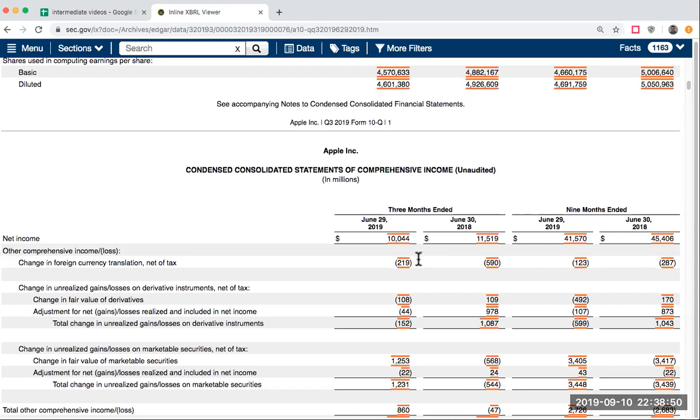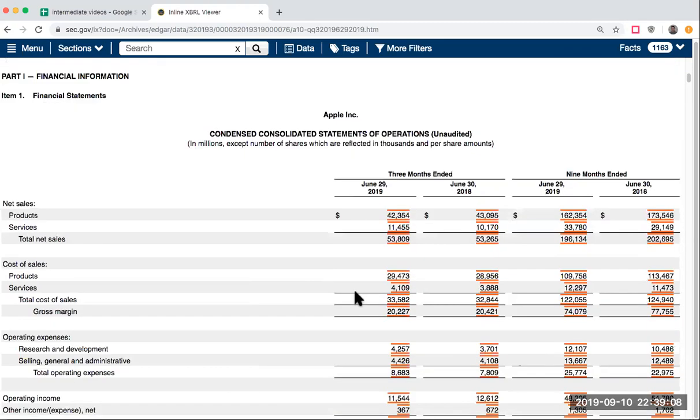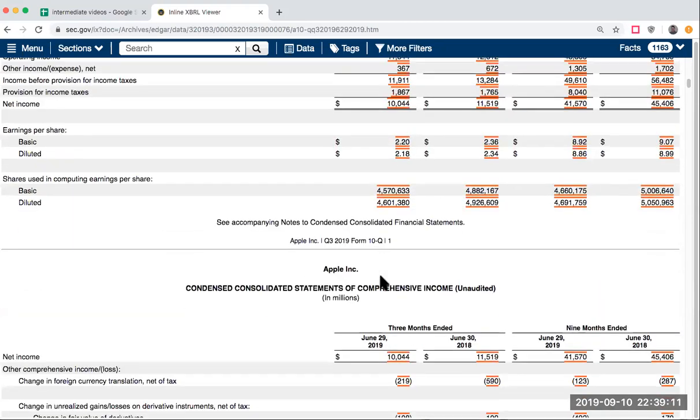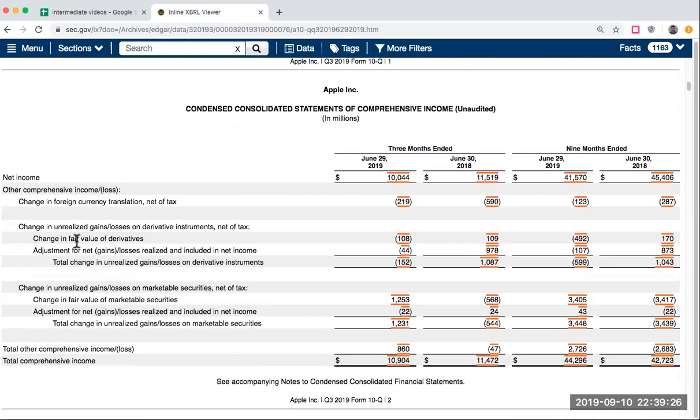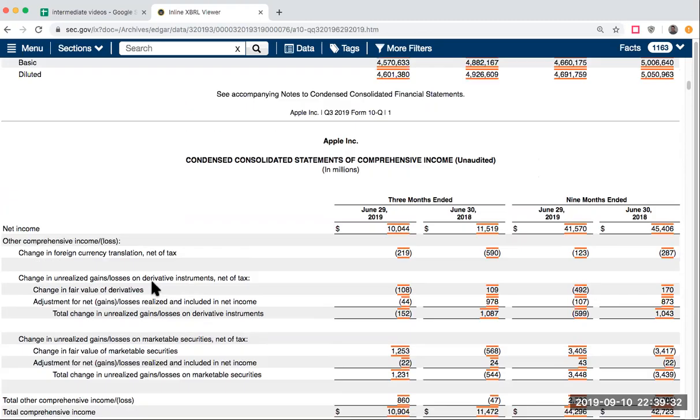And this is what we have here: change in foreign currency translation. As a result of translating our entities' activities from abroad, this may cause my income to increase or decrease. However, it's not a real, true part of net income. It's not really a true loss. Rather, this is what we call foreign currency gains and losses, or basically change in foreign currency translation. This impacts me if I have operations abroad. The next one is unrealized gains and losses on derivative instruments and on marketable securities.